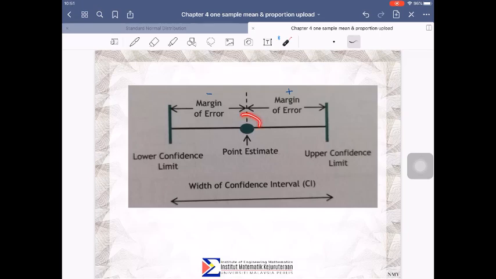So here we have our point estimate. When point estimate minus margin of error, we're going to have the lower confidence limit. Point estimate plus margin of error, we're going to have the upper confidence limit. From the lower confidence limit until the upper confidence limit will be the width of our confidence interval.